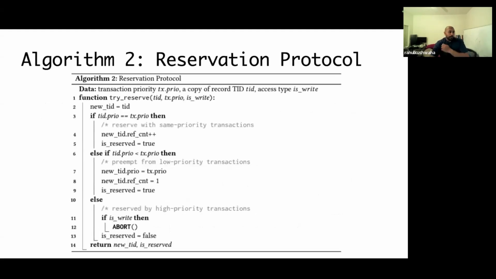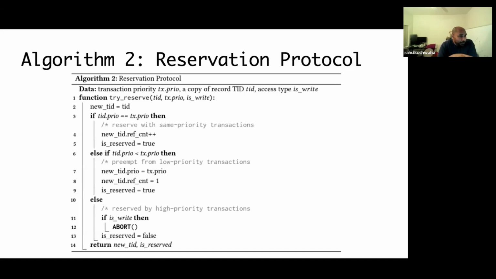Let's go over the actual algorithm for reservation. It's pretty simple. This algorithm, if you look, does not mutate any of the records. It just tries to create the new transaction ID, and it doesn't even change the data version. So it takes the record, figures out the new priority, and returns back the new transaction ID, which the record access protocol has to go and update using compare and swap, right?